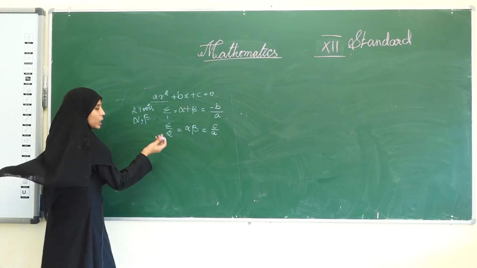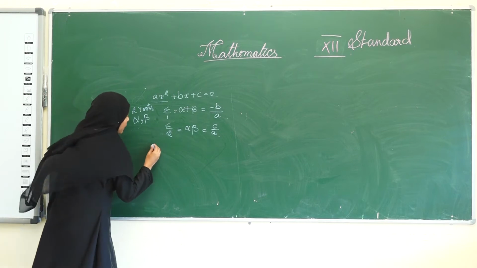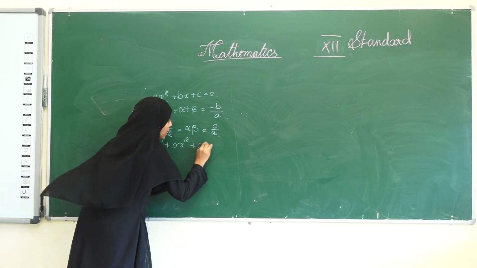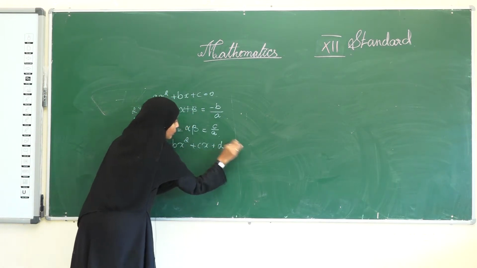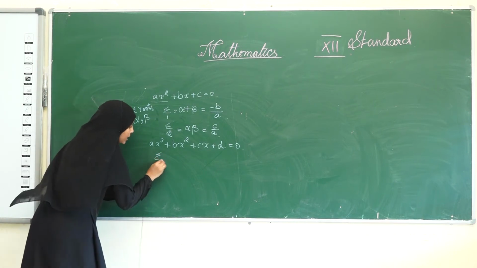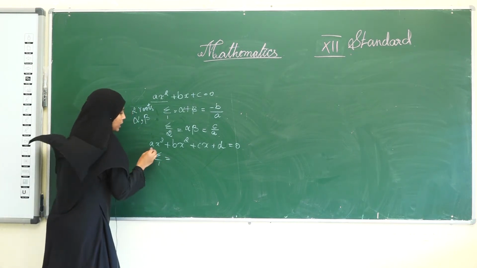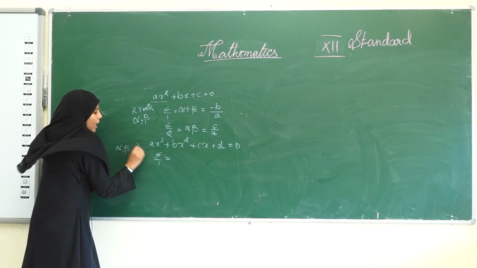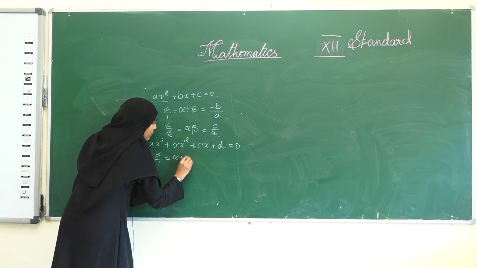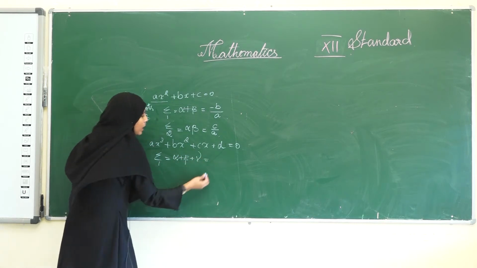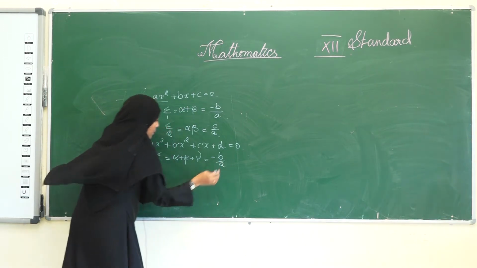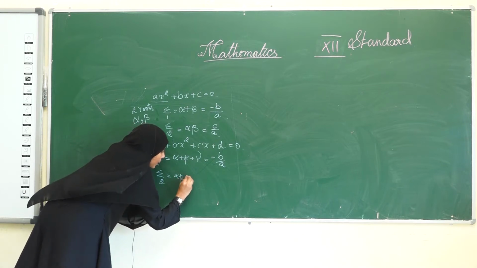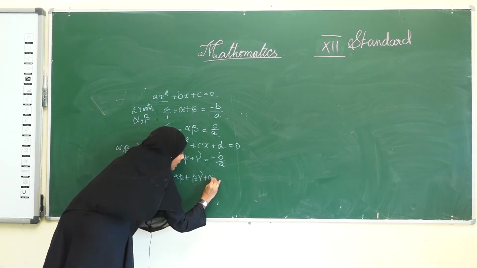Suppose we take a cubic polynomial equation like this, ax cube plus bx square plus cx plus d equal to 0. In this case, how can we write it? Summation 1: see here, it is a cubic equation, therefore there will be 3 roots, that is alpha, beta and gamma. So the sum of the roots will be alpha plus beta plus gamma, which is equal to minus b divided by a. And again summation 2, which is alpha beta plus beta gamma plus alpha gamma.